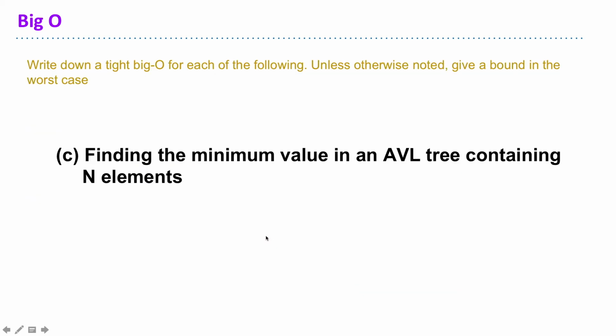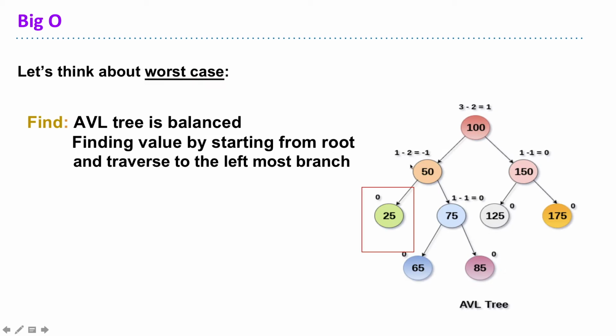So the next question asks us to find the worst case for finding the minimum value of an AVL tree containing n elements. This is kind of an interesting problem. We should first figure out where the minimum element is going to be in our AVL tree. The minimum element must be the very leftmost item of your tree. So in this example, it's 25.